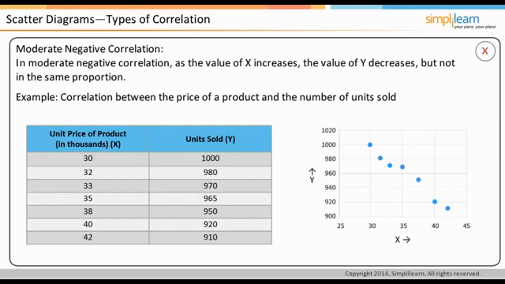To demonstrate moderate negative correlation, the prices of different products are listed along with the number of units sold for each product. The data is shown in the table. From the scatter diagram shown, it can be observed that higher the price of a product, lesser are the number of units of that product sold. However, the decrease in the number of units with increasing price is not proportional.